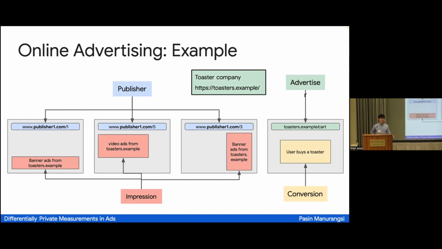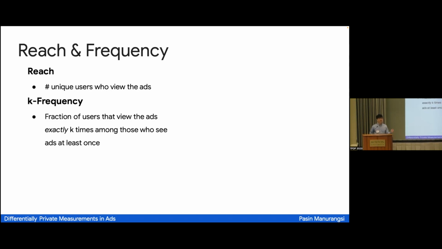Now we are this toaster company, and we pay some money to show this ad to the user. There are certain statistics that we would like to know so that we can adjust and perhaps improve the performance of our ads. And perhaps the two most basic metrics are reach and frequency. Reach is just the number of unique users that see our ads. And the K frequency is the fraction of users that see the ads exactly K times among the users that see the ad at least once. Sometimes the greater than or equal to K frequency is also considered.